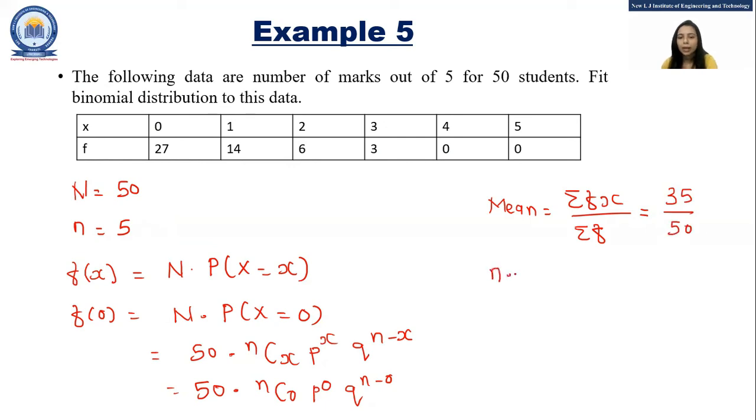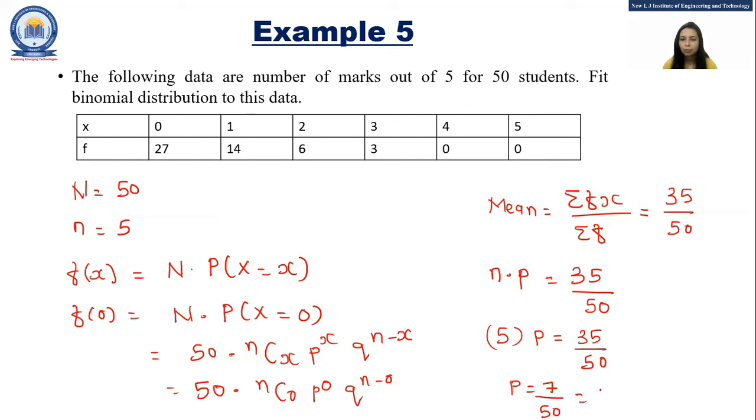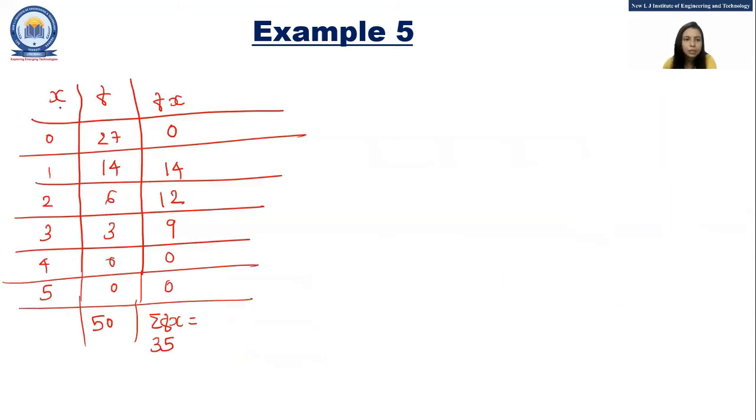We know that in the binomial distribution, mean is equal to np, that is equal to 35 by 50. n is equal to 5. So P into 5 is 35 by 50. So P is equal to 7 by 50, that is equal to 0.14. So we can say that Q is equal to 1 minus P, that is 0.86. Now we have the values of n, P, and Q, so we can find f of 0.